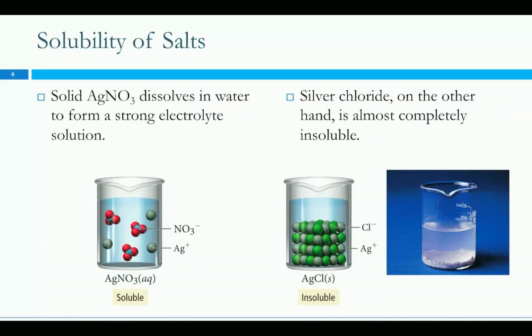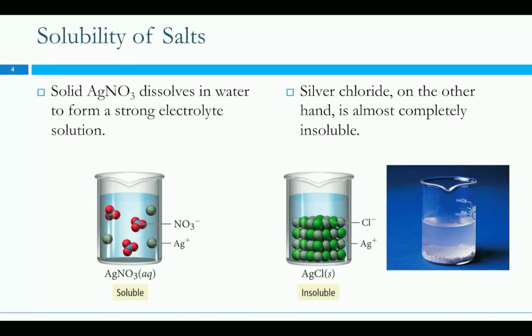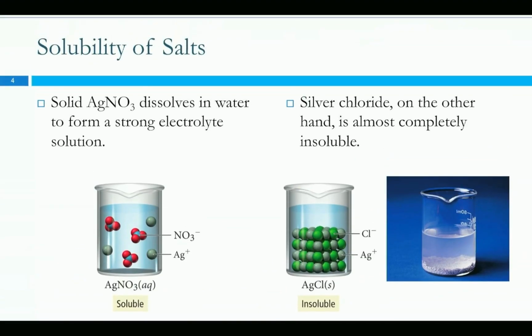So some things dissolve, some things don't. Silver nitrate dissolves in water just fine, forms a strong electrolyte. Nitrate is one of the ones, I'll show you on the next slide or two, in the qualitative rules, that are just good to remember. When nitrate forms compounds, it's always soluble. No exceptions. You've got to do some very complicated stuff to get an insoluble complex of nitrate.